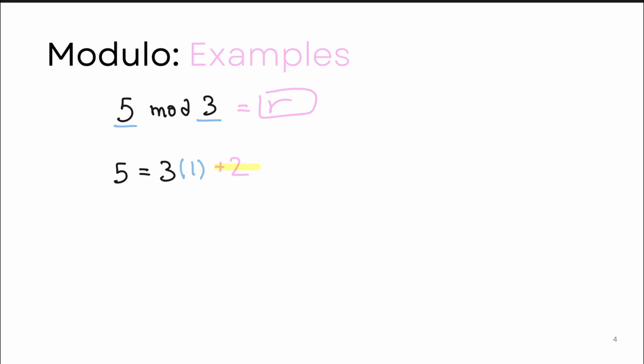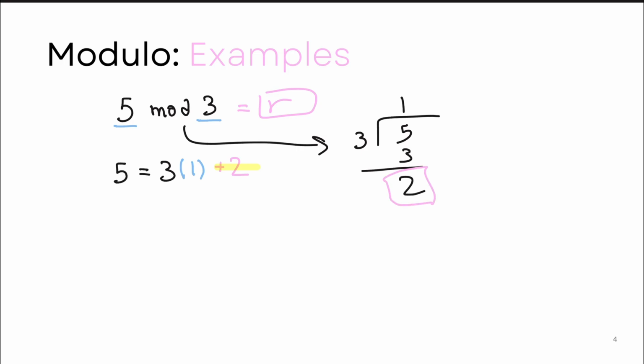Or another easy way, as I like a trick, is just do long division. So take your A and your n, use long division with 3 and 5, and the last thing there is your remainder.